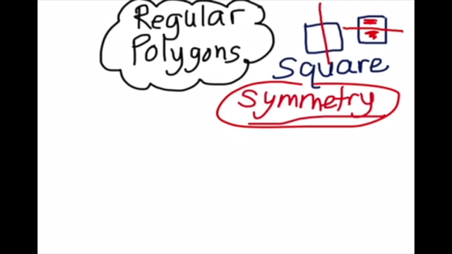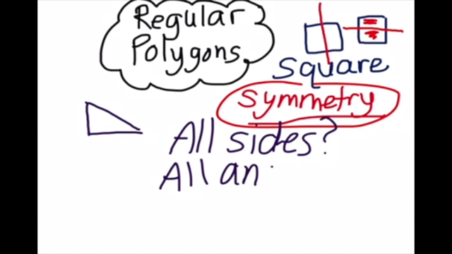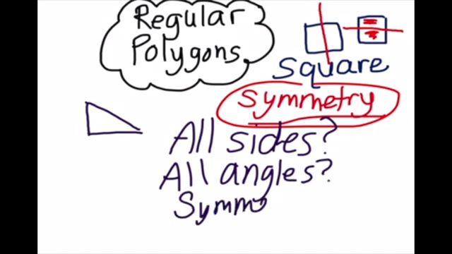So we know a square is. What else could be a regular polygon? I'm wondering, would this right triangle be a regular polygon? Are all sides equal? Are they all the same size? Are the angles the same? And does it have a line of symmetry?